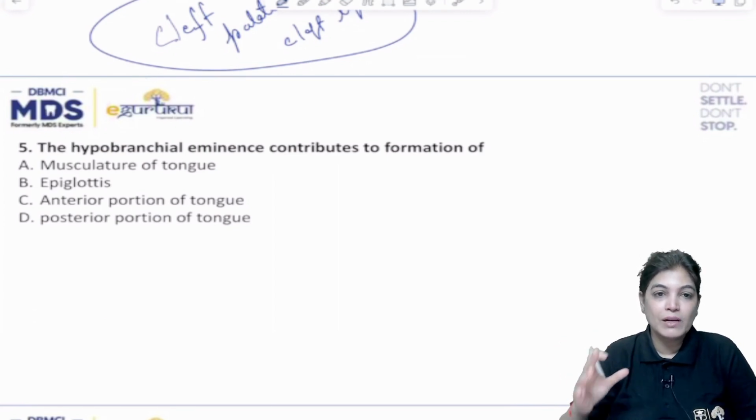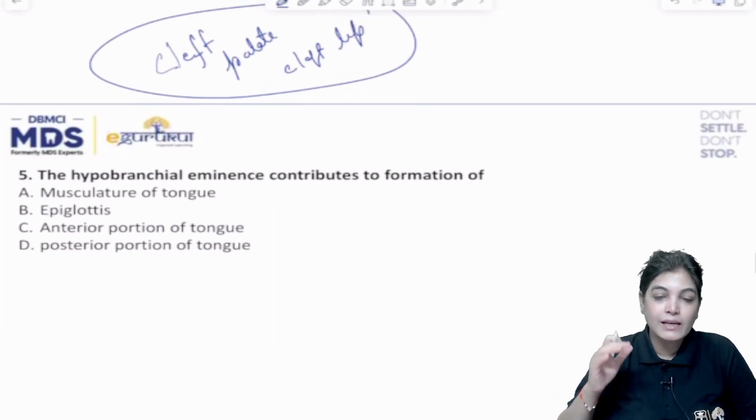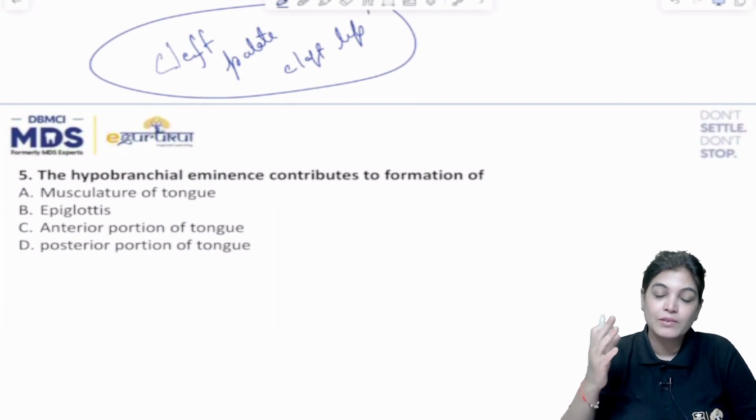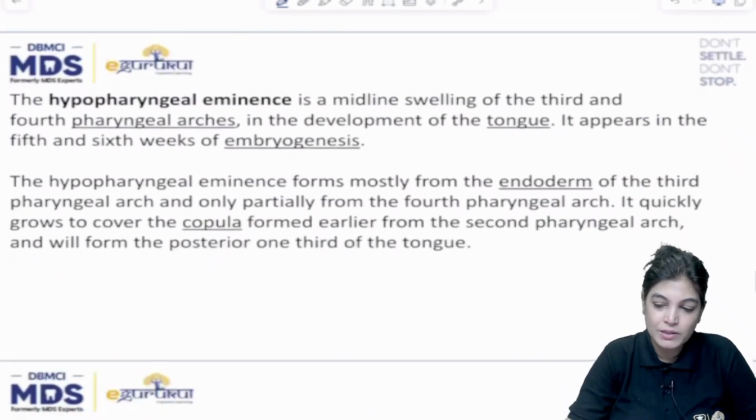दो ऑप्शन है एपिग्लॉटिस और पोस्टीरियर पोर्शन ऑफ द टंग, जिसमें आप कंफ्यूज हो सकते हो, लेकिन I will mark posterior portion of the tongue as the right answer. I will first explain and then come back to this MCQ. Let's come into the discussion.